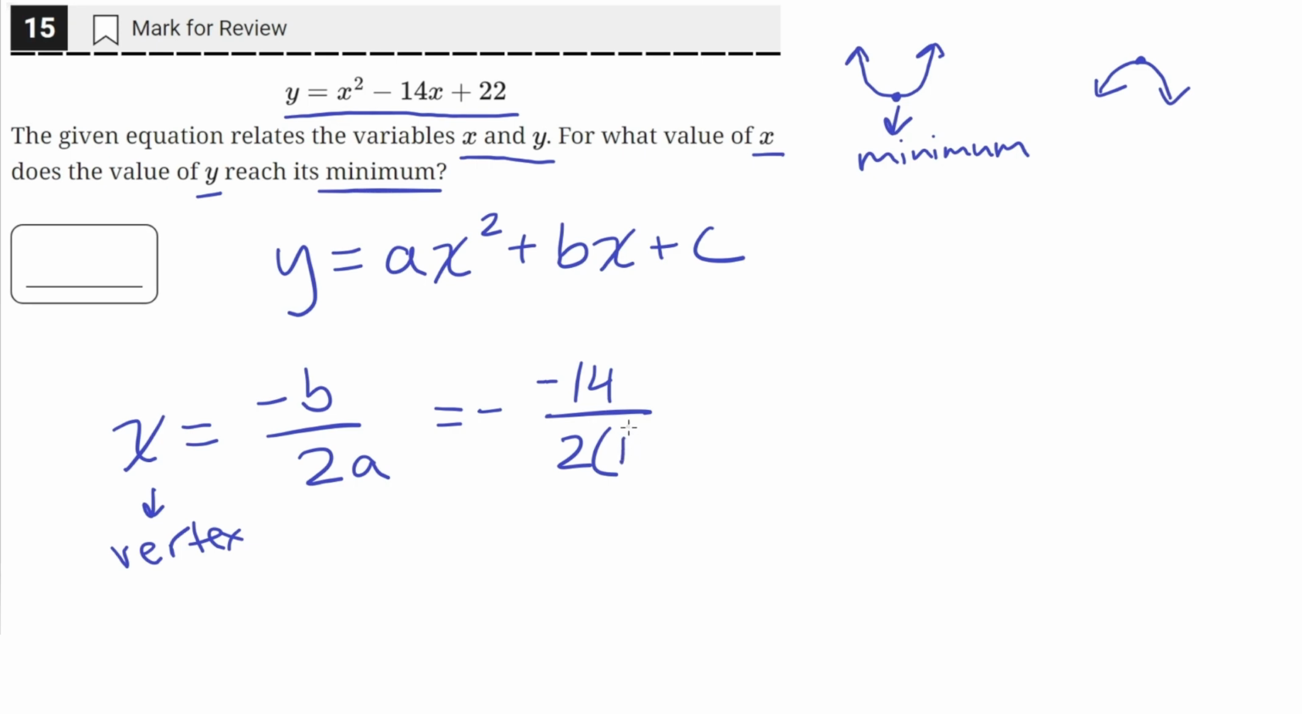So 2 times 1. So then that'll be equal to, these negatives cancel out, so we'll just have 14 over 2 times 1, which is 2, which is equal to 7. So the x-coordinate of the vertex here is 7. So that 7 will be the answer.